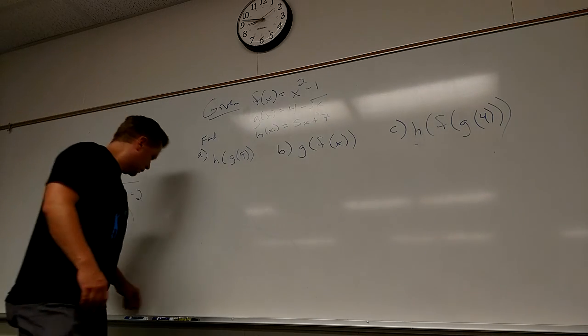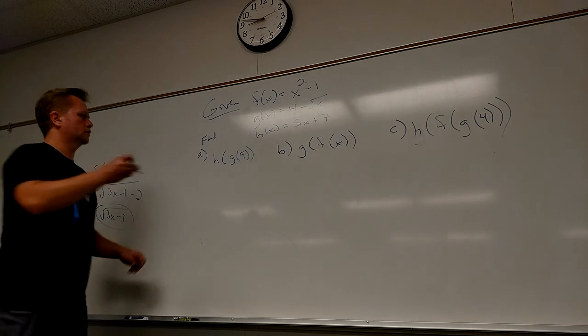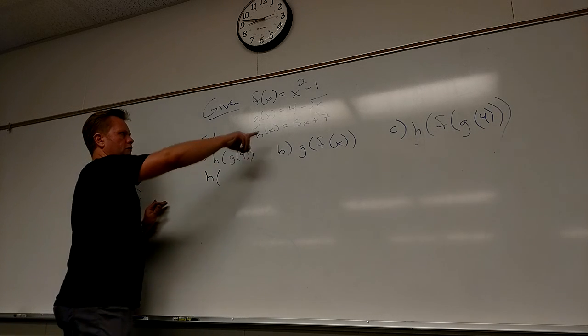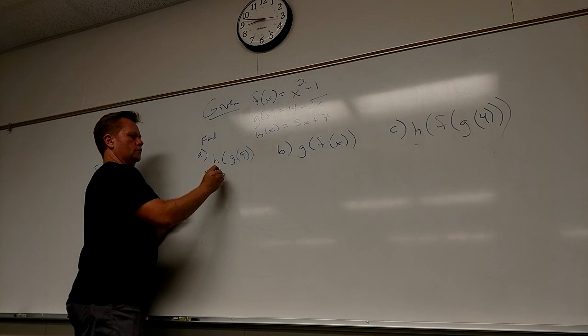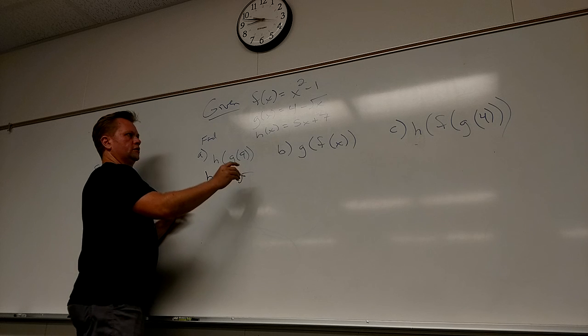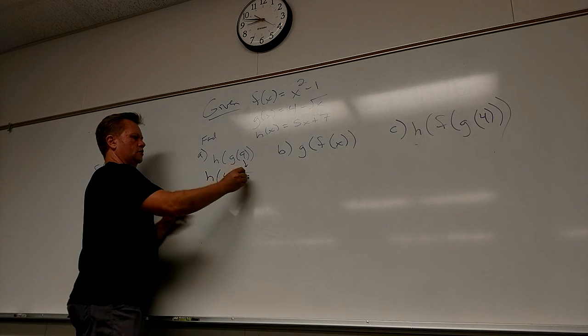All right, guys, let's take a look here. This is h of 4 minus square root of 9. 9.